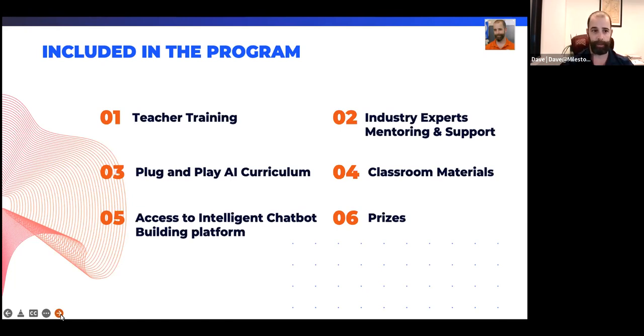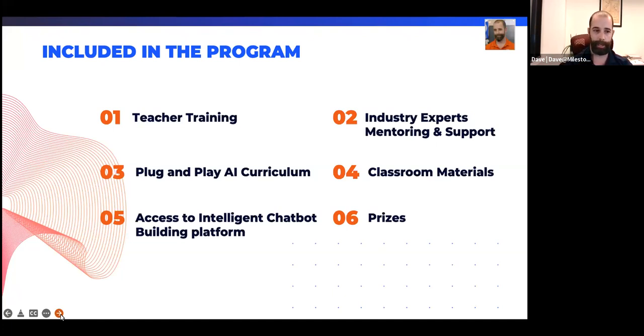The plug and play curriculum, you guys heard all about it. You saw that example of the thread of the curriculum. So that is provided to you. The classroom materials: in this case, it's software seats for those development tools. In the case of robotics or drones, it's all the equipment that goes with that. The classroom materials are also all the teacher guides, things like that. And then you also have the chatbot building platforms.